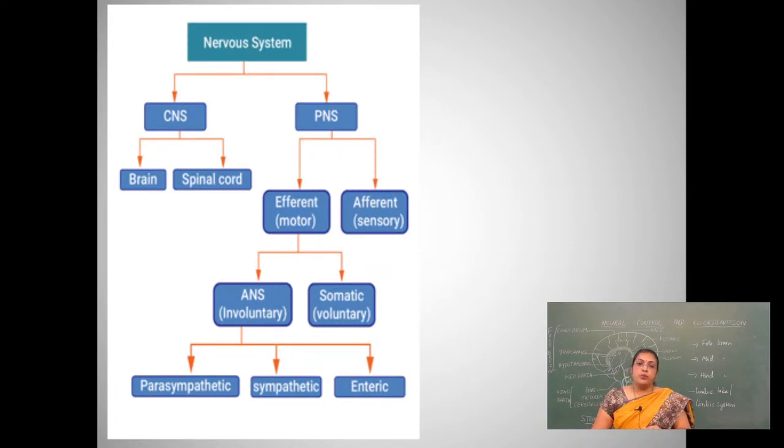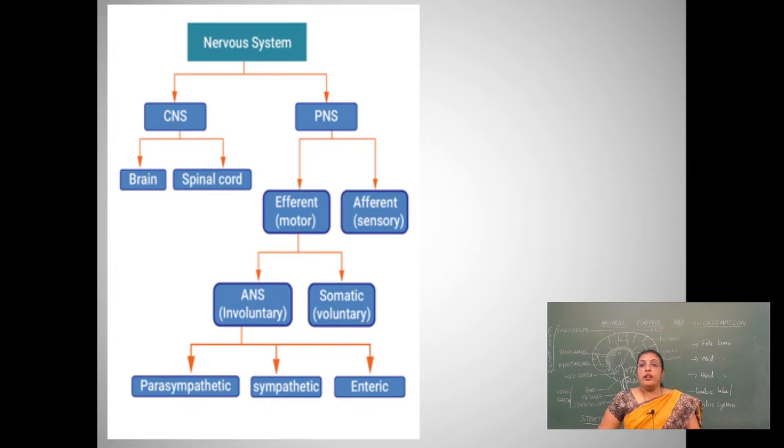See, the nervous system is divided into central nervous system and peripheral nervous system. Again, the central nervous system is divided into brain and spinal cord. The peripheral nervous system is again divided into efferent and afferent. We know that efferent are called motor neurons. They carry regulatory impulses from the brain to effector organs. Afferent are sensory neurons. These neurons carry impulses from sense organs to the central nervous system.